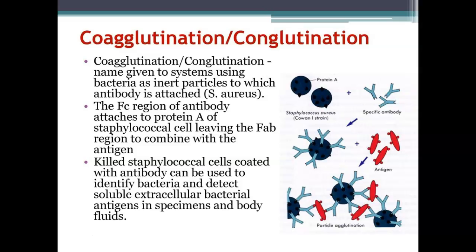So here's a picture of our coagglutination. We have our Staphylococcus aureus bacteria with the protein A on the surface. So you have specific antibody that then attaches, so the Fc portions attach to the protein A. Then you add red blood cells that may or may not have the antigen, and then you get this big particulate agglutination.